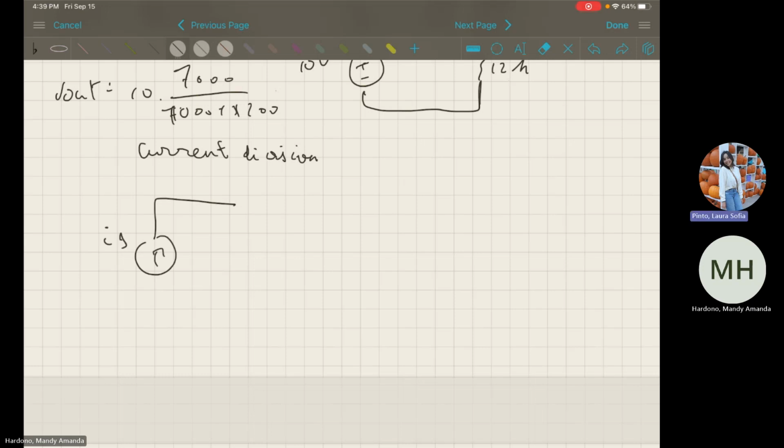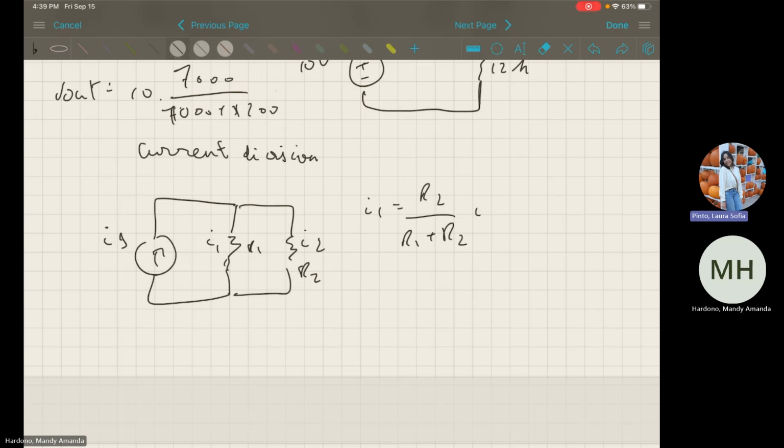If you have I source, you have a resistor there, which is I1 over R1, I2 over R2. So the way that you calculate I1 is R2 over R1 plus R2 times I source. And I2 would then be R1 over R1 plus R2 times I source.